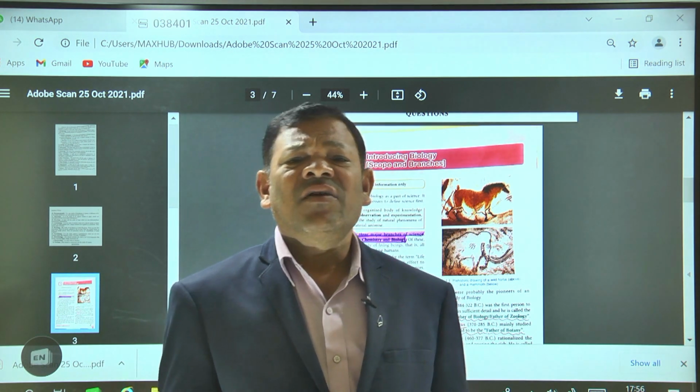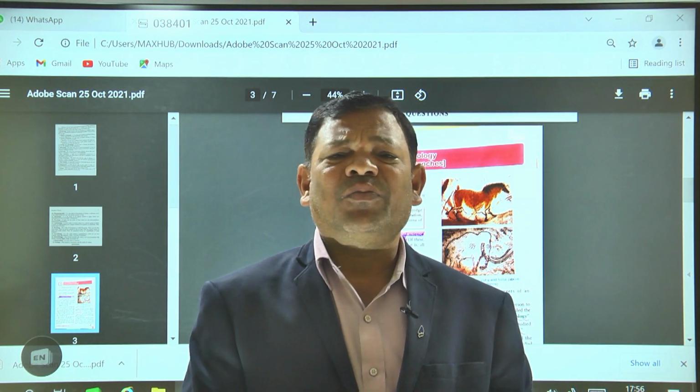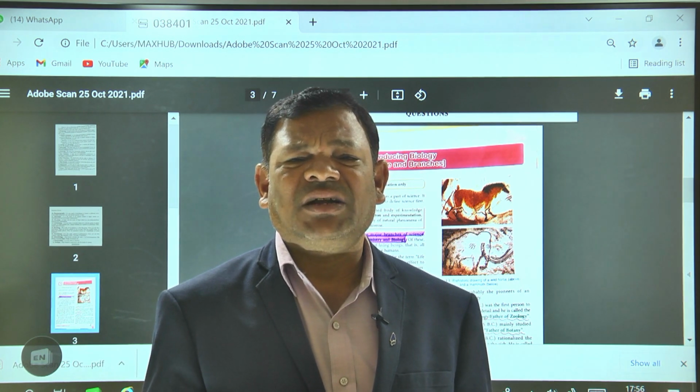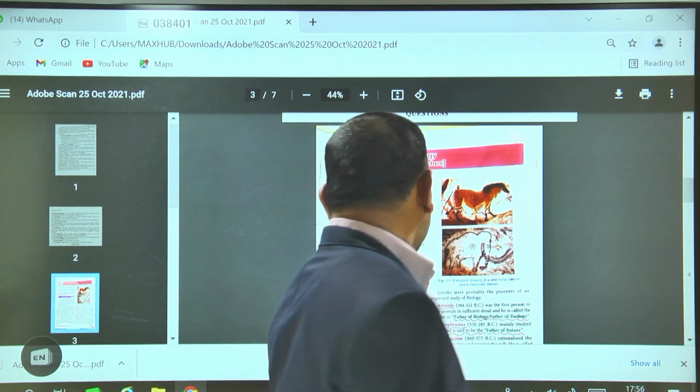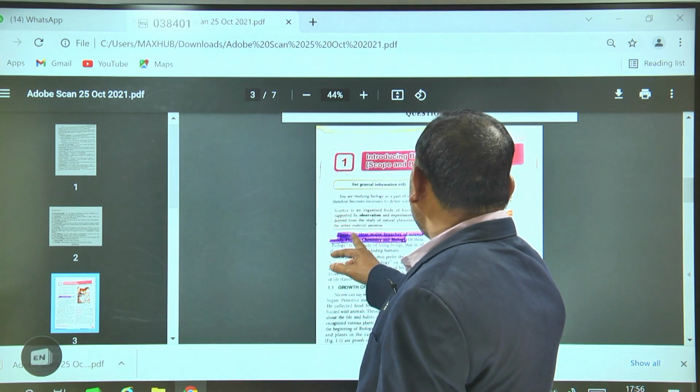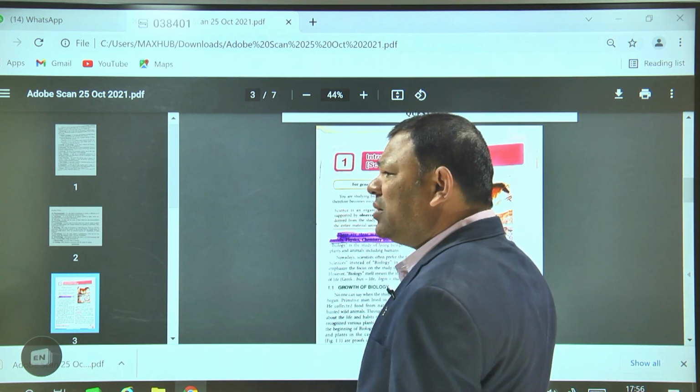So the fundamental step in the development of science is experimentation. Questioning is the fundamental right in science. Next, science is an organized body of knowledge.